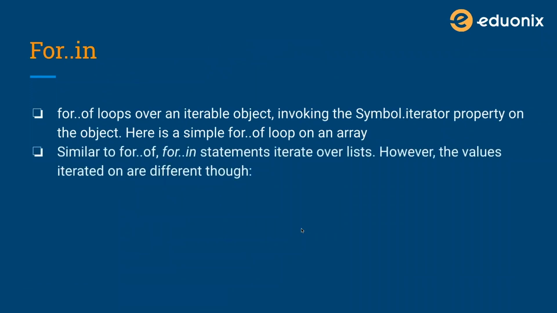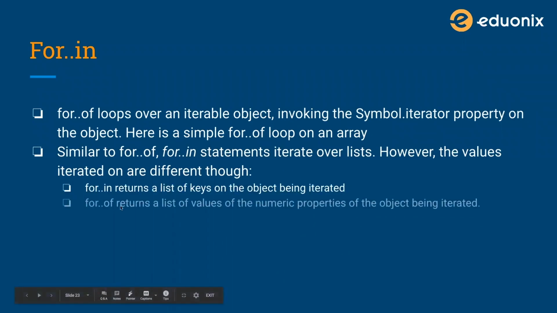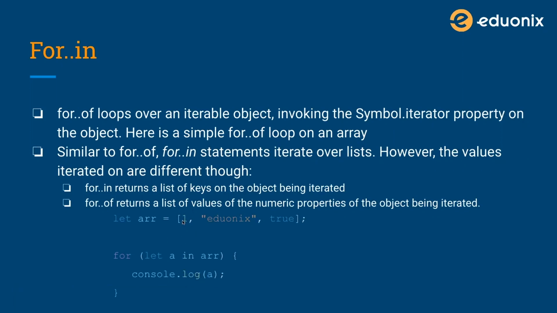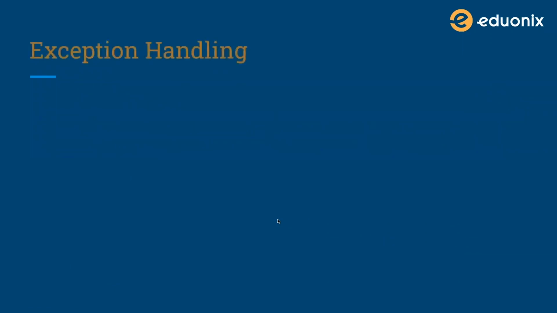When you want to iterate over keys, then we use for in, right? So for in will give you a list of keys rather than the object. If you say in, you get the output as 0, 1, 2, not as 1, Eduonix, and true. So that was something of an understanding of different types.